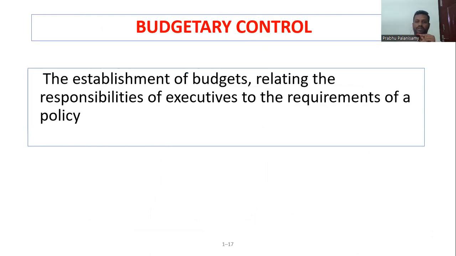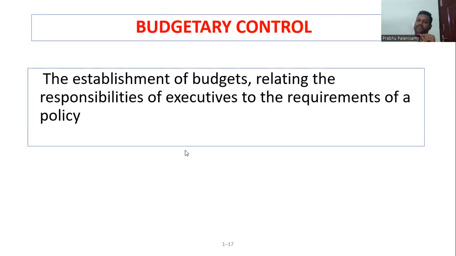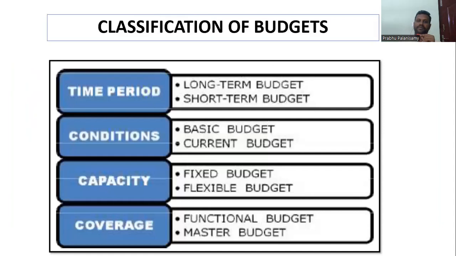Budgetary control: the establishment of budgets relating to the responsibilities, executing, and requirements of a policy. Salient features: determining the objectives, determining the variety of activity plans, drawing up plans, performance evaluation, laying out the system of comparison of actual performance, and control action, ensuring that when the plans are not achieved, corrective action is taken. These are all salient features of budgetary control.